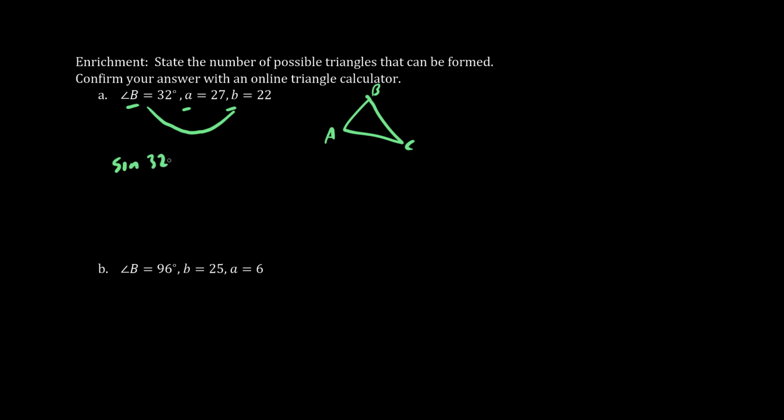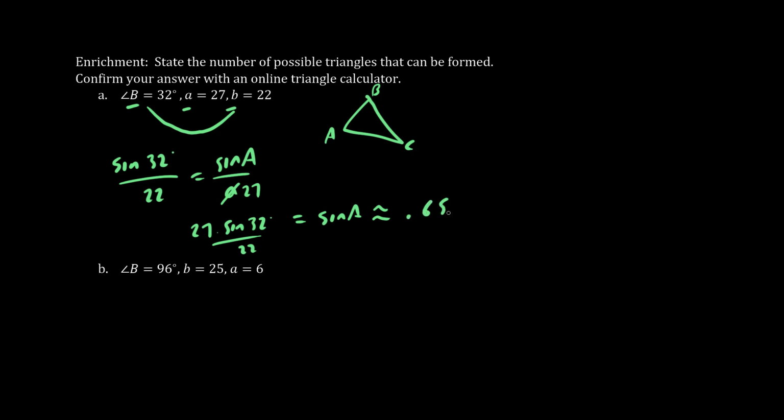Sine B, which is 32 degrees, over b, which is 22, equals, playing catch with A, sine capital A, which is the angle, over the side length a. And the a happens to be 27. Let's multiply both sides by 27. We have sine A equals 27 times sine 32 over 22, which is approximately 0.6503, etc. Hitting sine inverse, we have a possible angle A as 40.6 degrees.